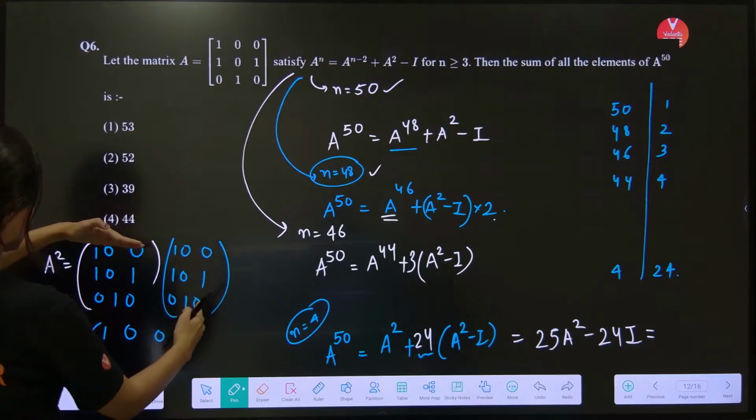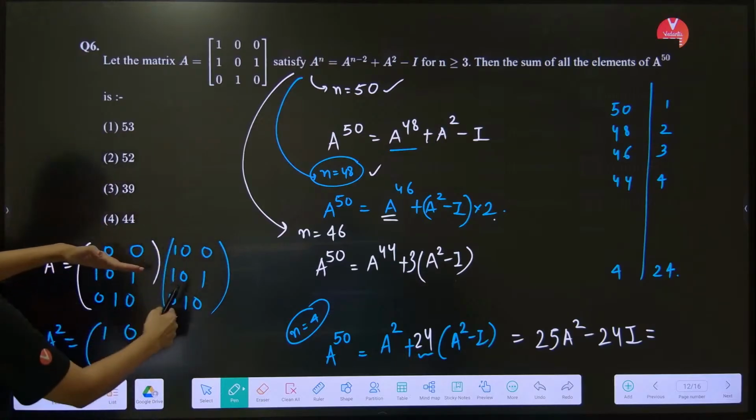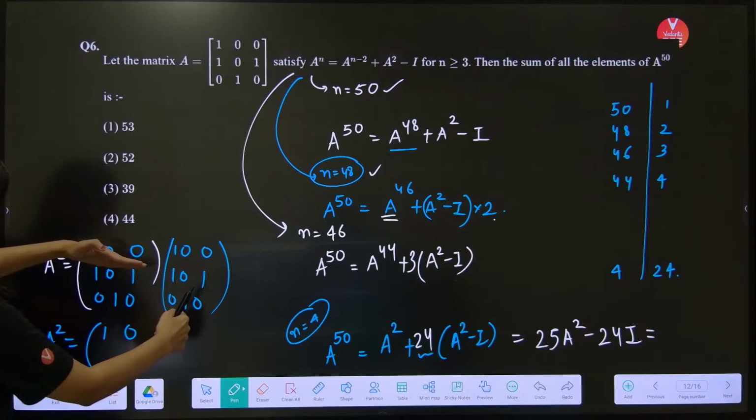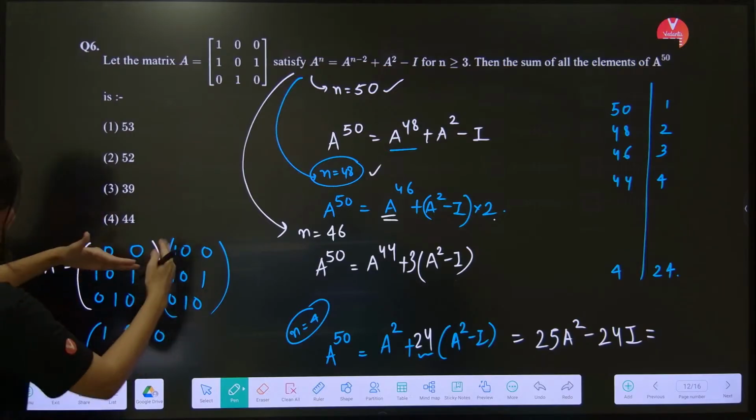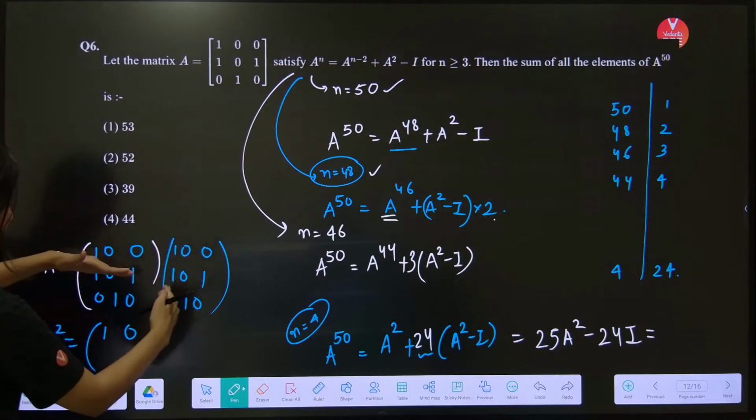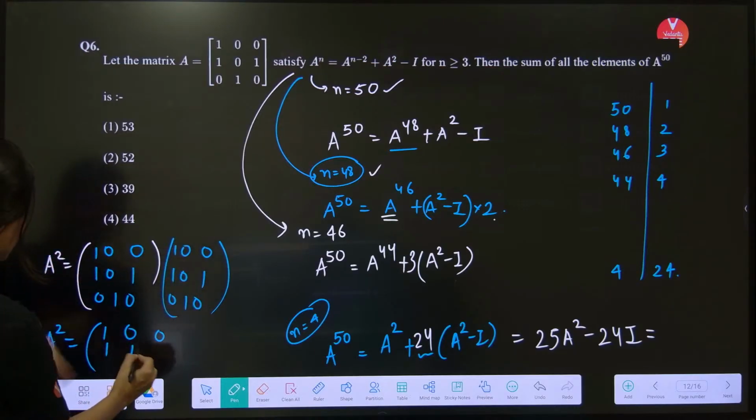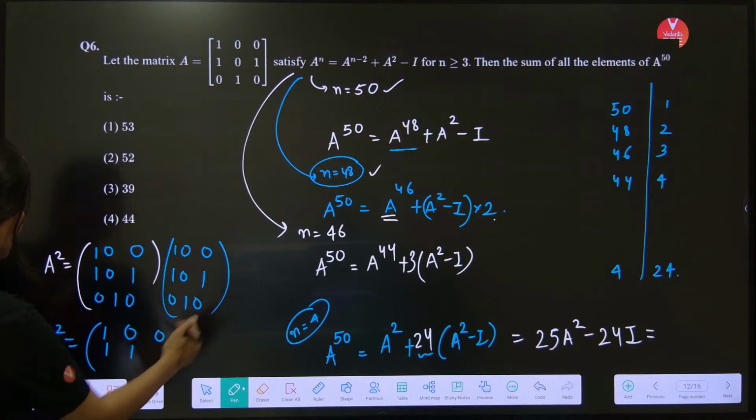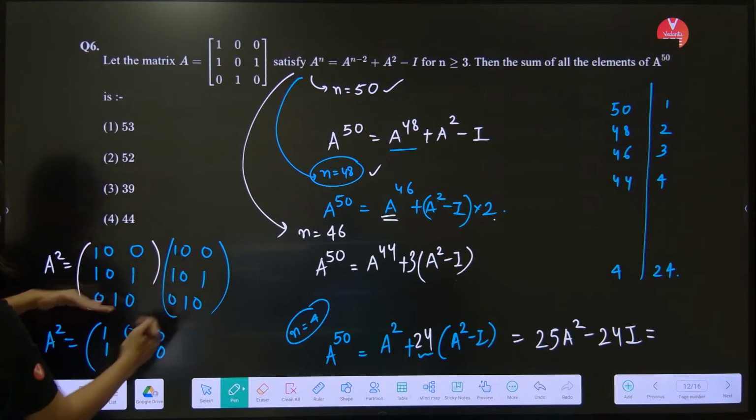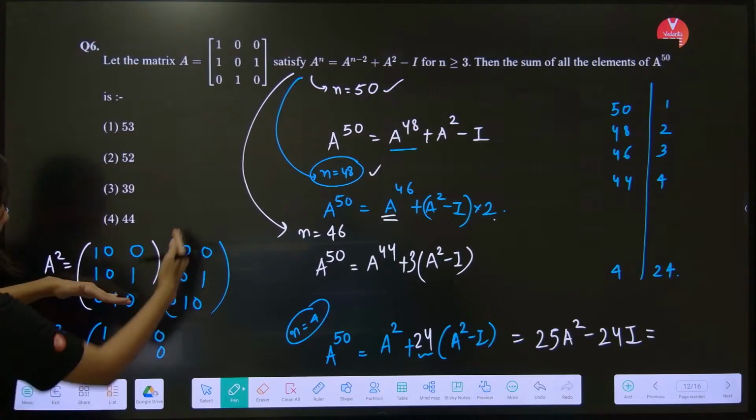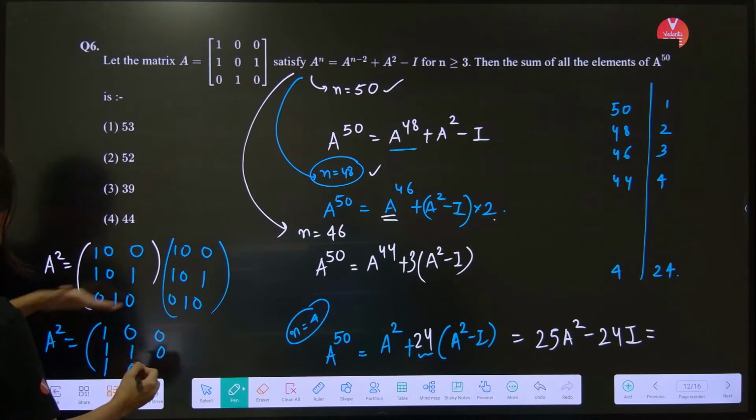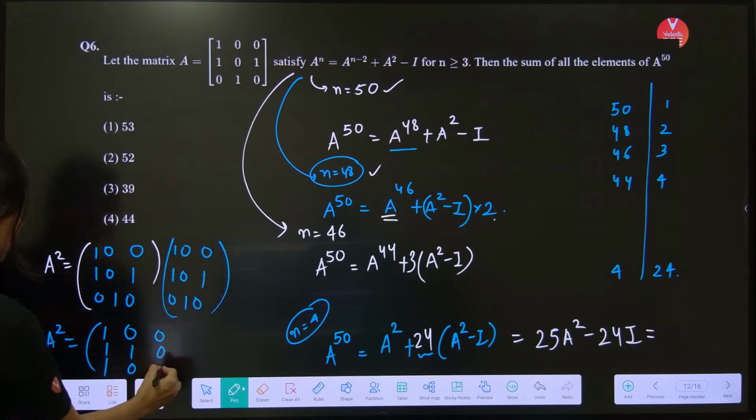Okay, now this 1. So this and this will give you just 1. This and this will give you 1. This and this will give you 0. Now this and this gives you 1. This and this gives you 0. This and this gives you 1.